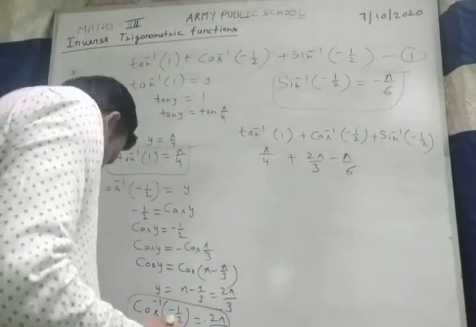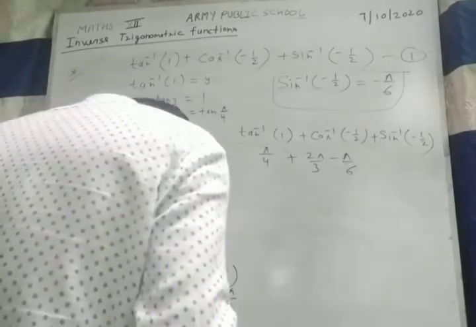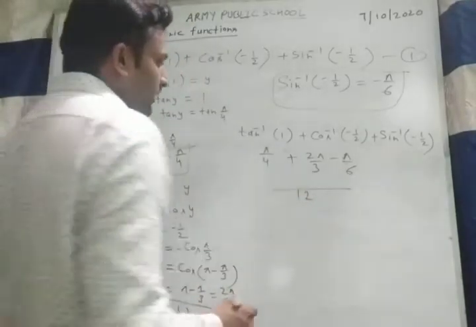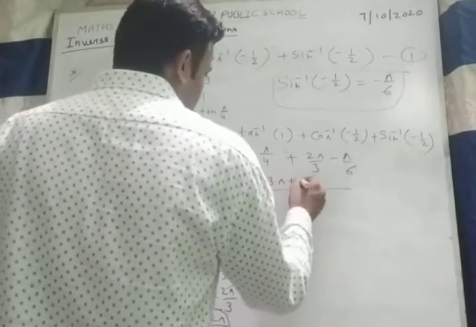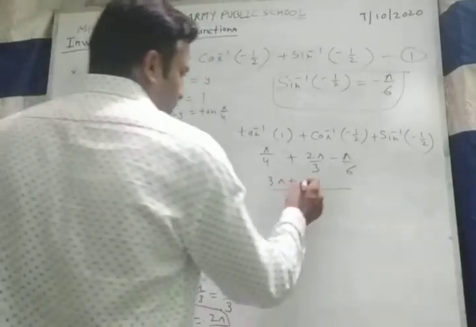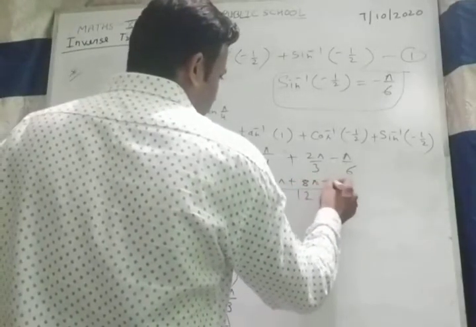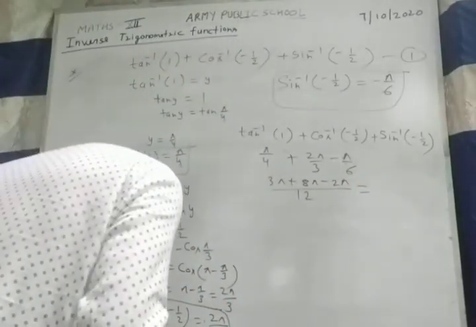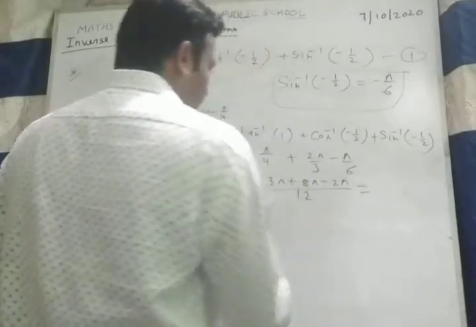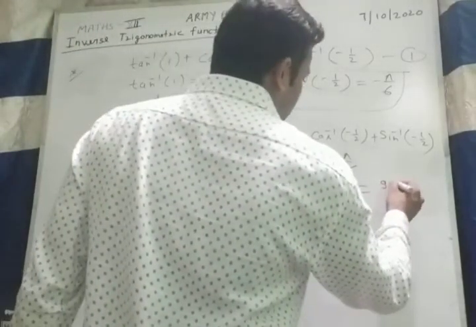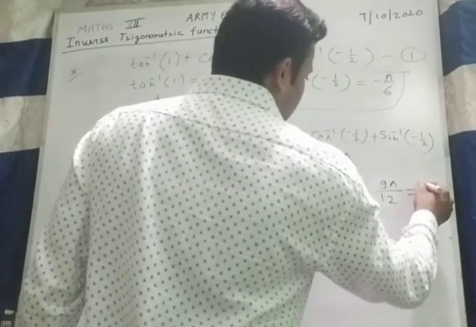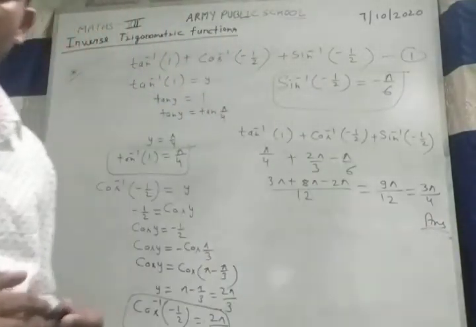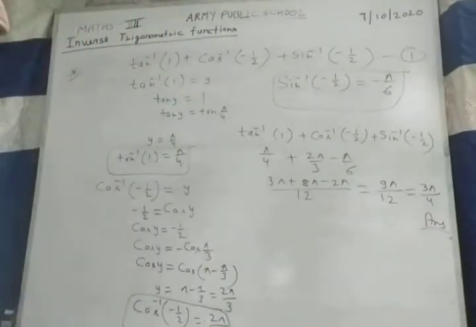So after solving, taking the LCM, we get 12. So 3 pi plus 3 fours are 12, 3 twos are 8 pi, minus 2 pi. We get 3 plus 8 is 11, 11 minus 2 is 9 pi by 12, that is 3 pi by 4. This is our required answer. Okay, now we will see the next question.